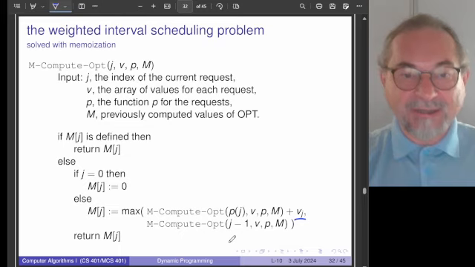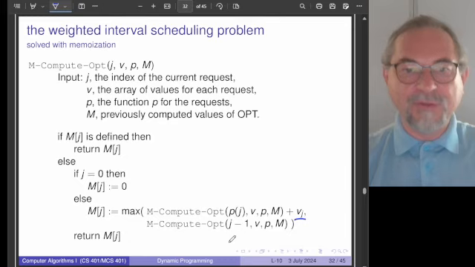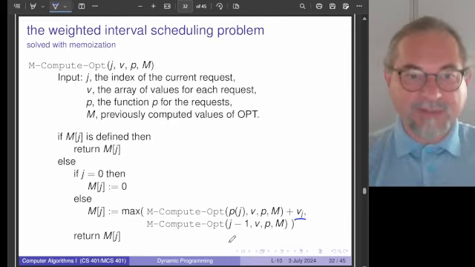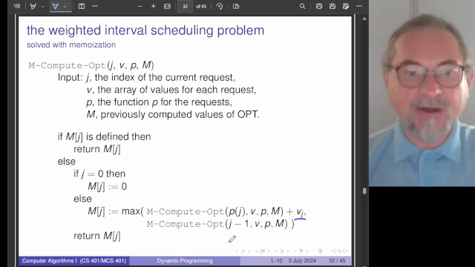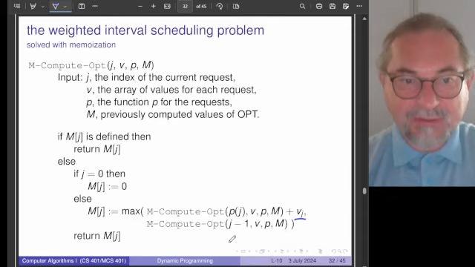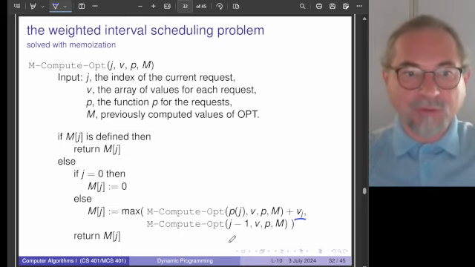So if you don't select the j-th request, then you have to consider all the previous j minus ones. So you have this choice. We store all those optimal values in the array M before we return. So the point of this memoization is that we avoid the exponential growth of the function calls.